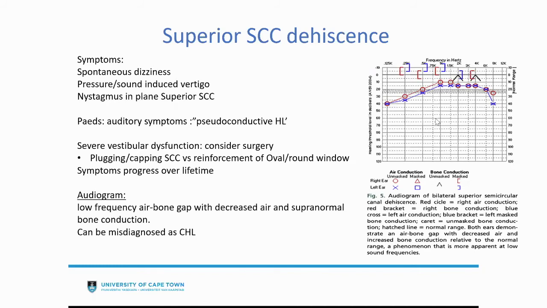If they have really severe vestibular dysfunction, you can consider surgery, and this would entail plugging or capping the semicircular canal. You have to weigh that up whether or not you would do that, or whether you want to try and reinforce your oval or round window. In semicircular canal dehiscence, unfortunately, the symptoms progress over a lifetime. So if they have really severe vestibular dysfunction, it is worthwhile considering them for surgery.